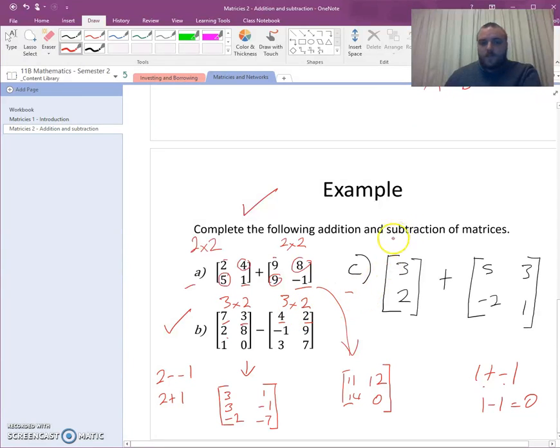Okay, example C. This one is a 2 by 1 matrix, and this is a 2 by 2. These are not the same order, so we can't do addition or subtraction with those two. All right, move on to the section 2 questions.